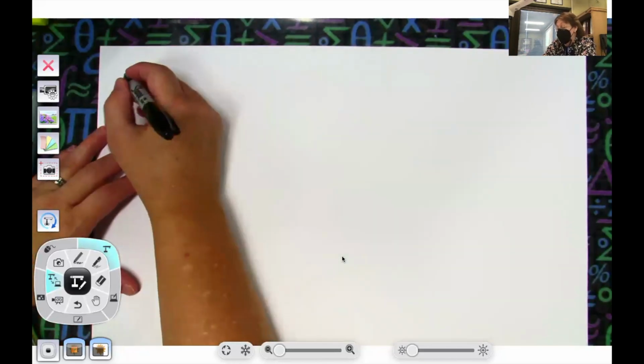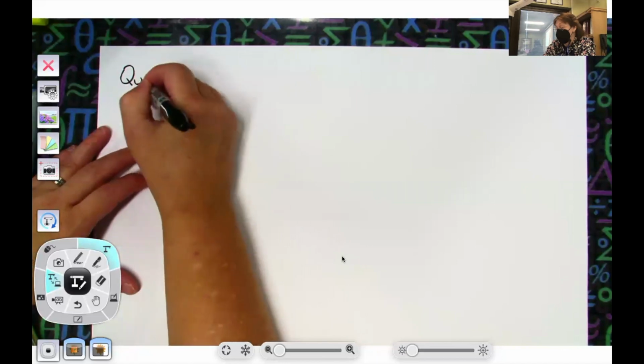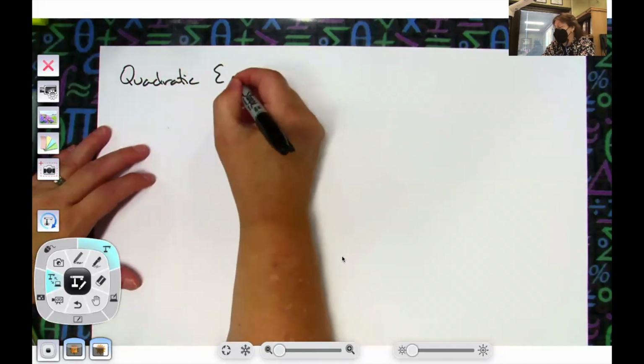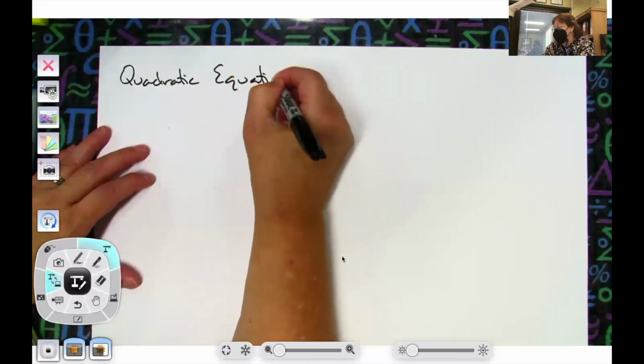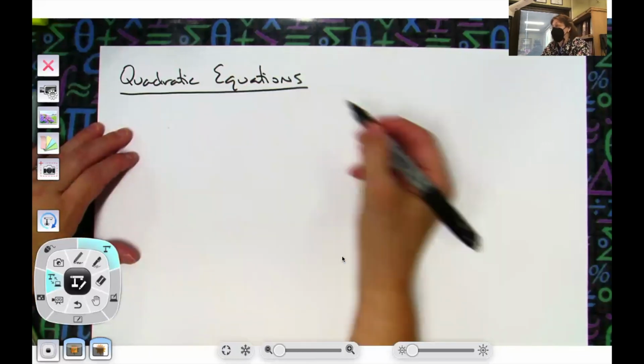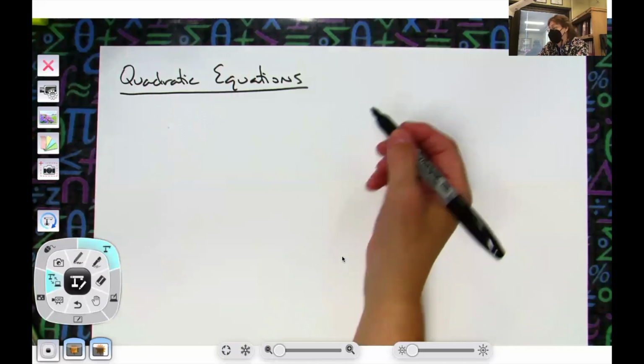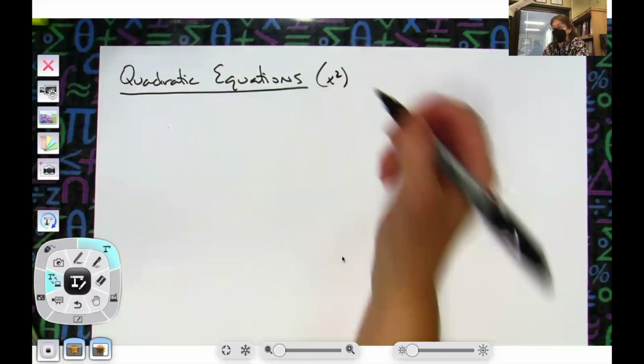Next type of equation that they're going to expect you to already know how to do is quadratic equations. Quadratic equations are what? They have an x raised to the second power. So basically these are your x squareds.